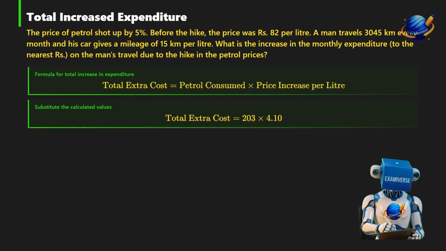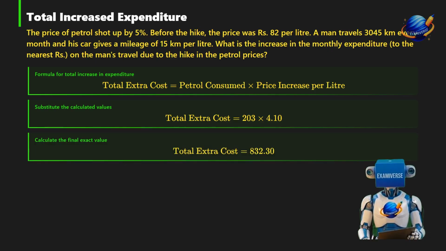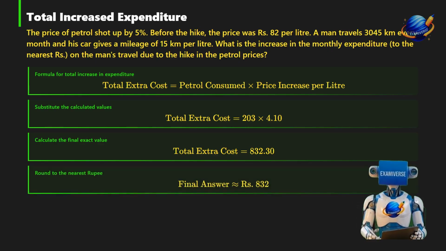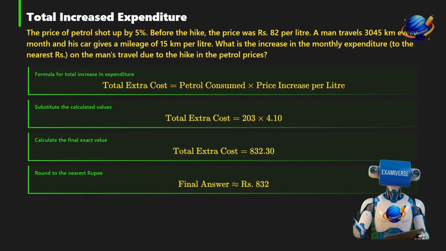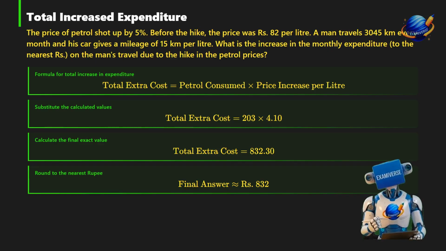We multiply 203 by 4.10. When you multiply 203 by 4, you get 812. Then, 0.1 times 203 is 20.3. Add them together, and you get exactly 832.30 rupees. Look closely at the question again. It specifically asks for the answer to the nearest rupee. Since 0.3 is less than 0.5, we round down to exactly 832 rupees. This is your final answer.